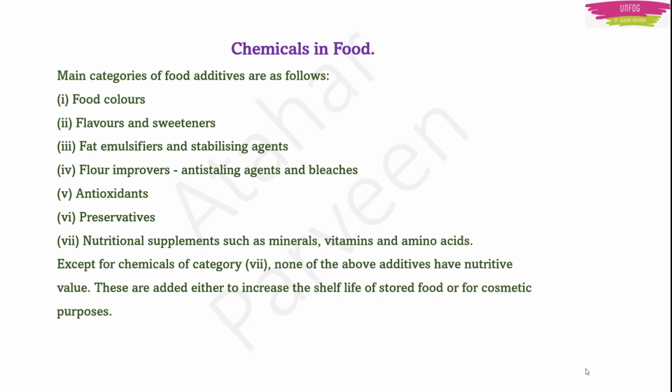Now there are main categories of food additives, like I told you. There are some categories they have divided. First is food color. They use chemicals to change the food color. Next, they use chemicals to change the flavors and sweeteners.